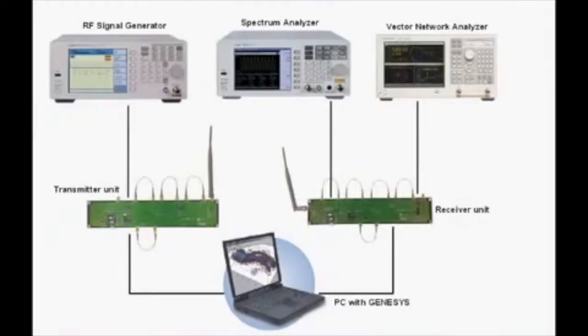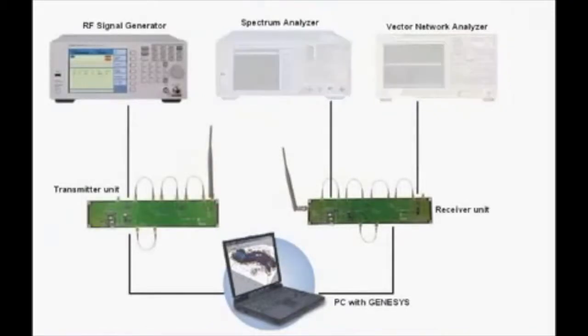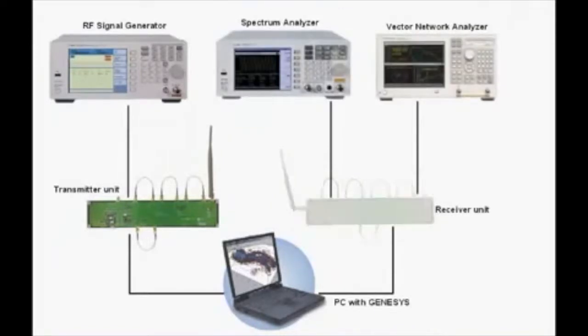Let me show you a layout diagram of the setup of these experiments. The equipment starts with an ME1020 RF signal generator, an ME1020 RF spectrum analyzer, and an E5061A vector network analyzer. There's a transmitter and receiver unit and Genesis software on the PC. The RF signal generator is used as an input signal to our transmitter unit, and the spectrum analyzer and vector network analyzer are to measure the output signals on the receiver unit.